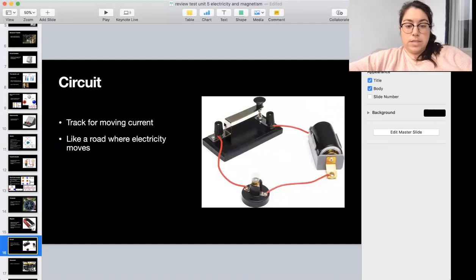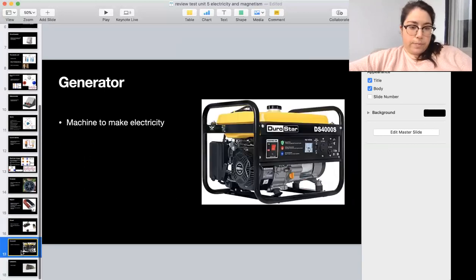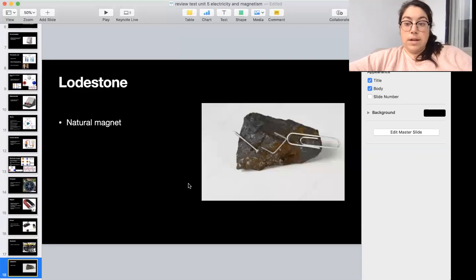A circuit is a track for moving current. It's just like a road where electricity moves. Like this, it goes around. A generator, you remember that it's a machine to make electricity and power cities or houses. And a lodestone is a natural magnet that you can find in different places on Earth, and it attracts magnetic materials.